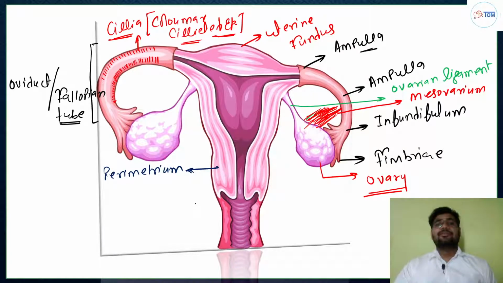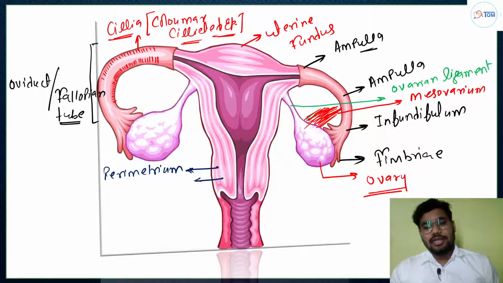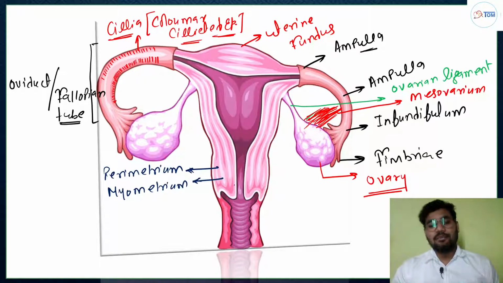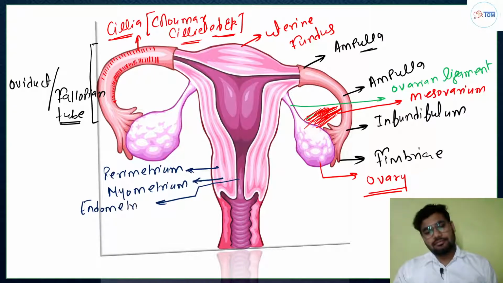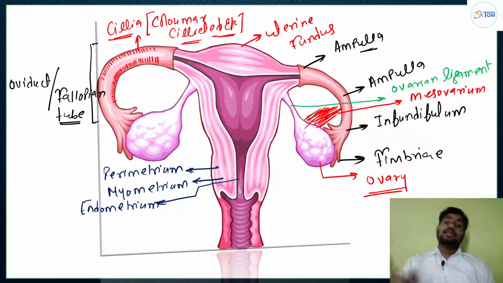Outer one is the perimetrium, and then inner to the perimetrium there is a muscular wall, and that muscular wall is called myometrium. This is made up of muscles, and the innermost layer is highly vascular and glandular. This is called endometrium. This is the innermost layer. So this is something we have to keep in mind here. In the endometrium implantation takes place, so we'll talk about it.